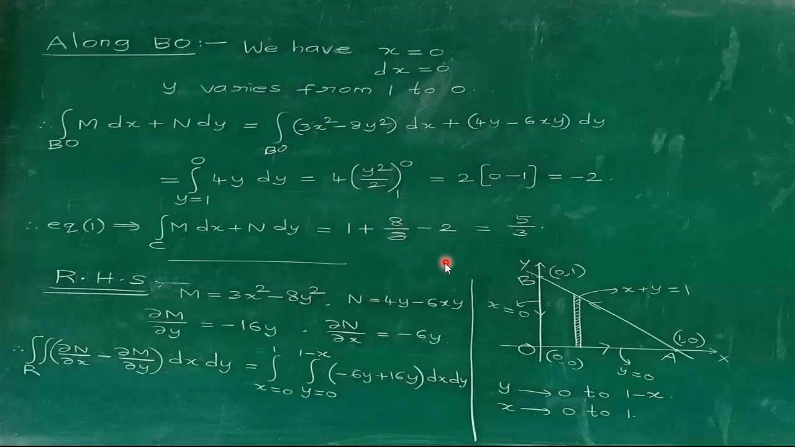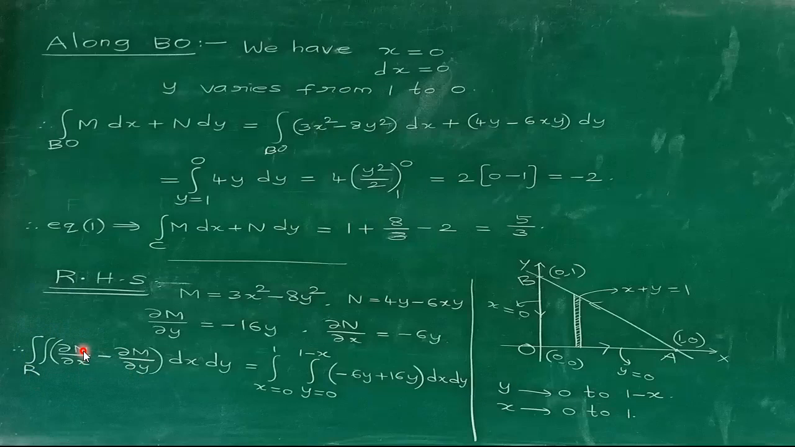Along BO the line integral value is minus 2 plus into minus 2 is minus 2. If you simplify this one, I can get 5 by 3. So this is the line integral value, right, which means the LHS value. Now we have to find the RHS value. RHS means the double integral.